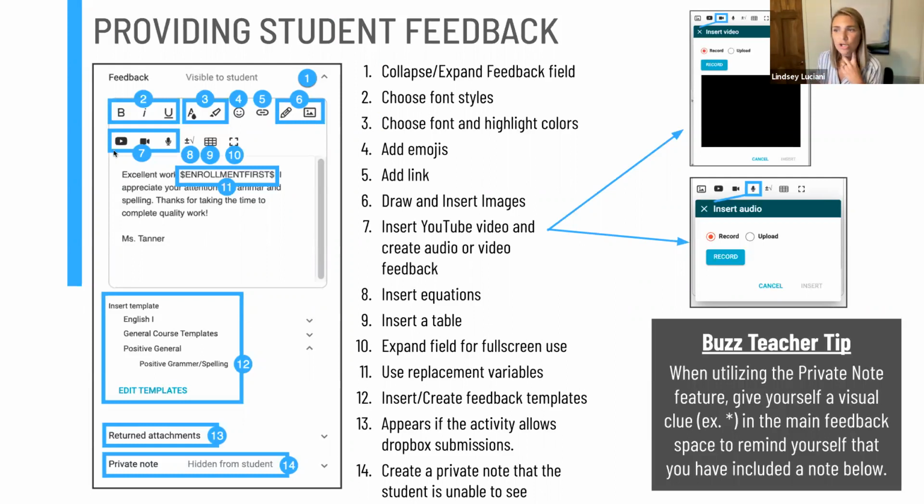You're going to see a text box. You can type a message just like an email, and you have features like bold and font colors, but it also has the ability to add emojis, which students tend to like. You can link, but the drawing feature is great. I'm going to show you that in just a second. You can insert a YouTube video right here, and you can also provide video and audio feedback to students on the spot that will display right in this feedback space. That's really nice. You can insert templates, and we're going to go over those in just a second. And you can even add attachments for students to see as well.